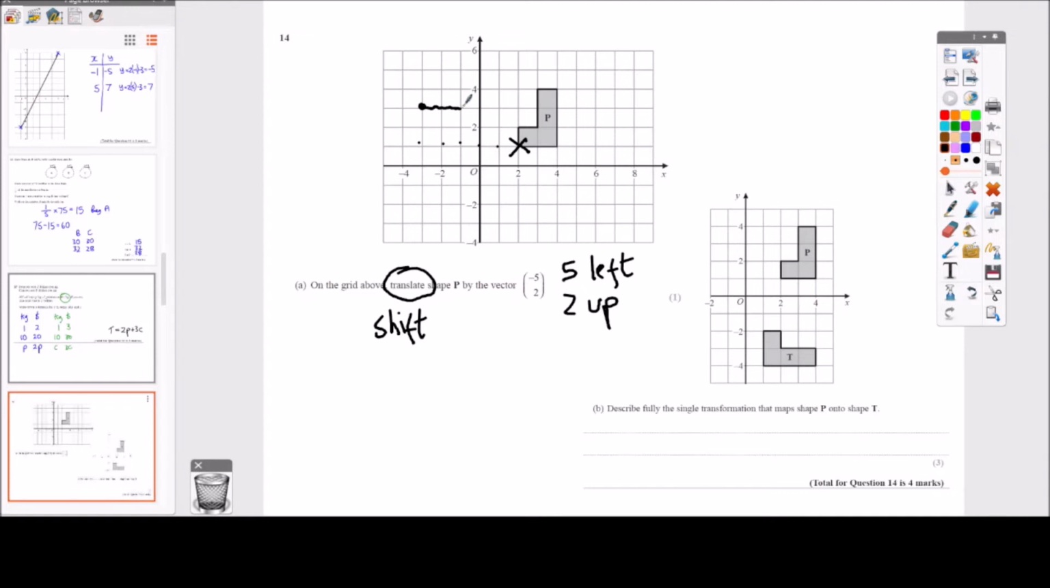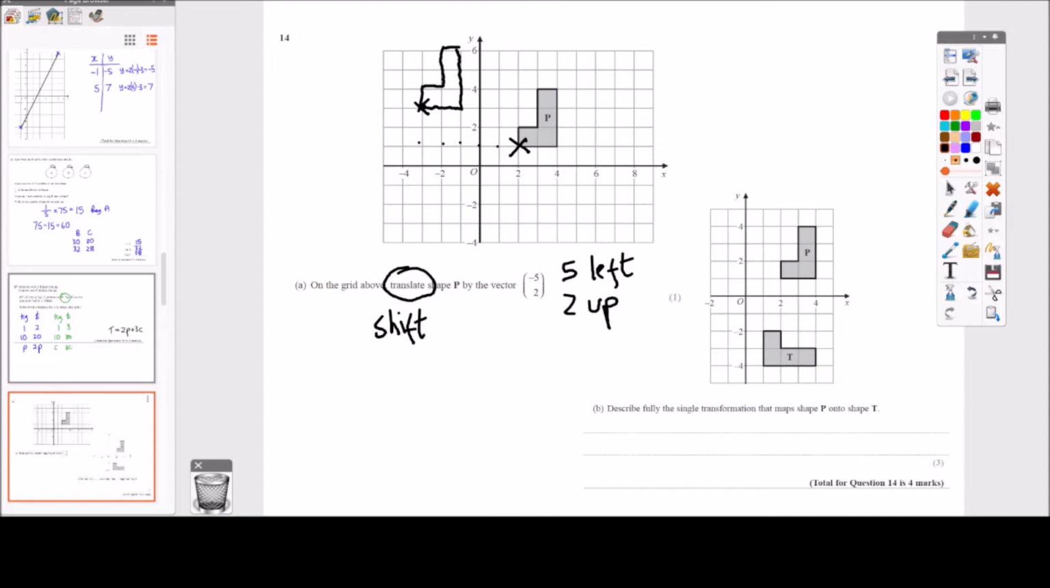I would suggest you use a ruler. I'm not. And that is, again, moving the bottom left-hand corner. Where people go wrong here, they start off using, say, the bottom left-hand corner, and they move that 5 to the left and 2 up, but then they go and make that the bottom right-hand corner or something. So just be consistent with your points.